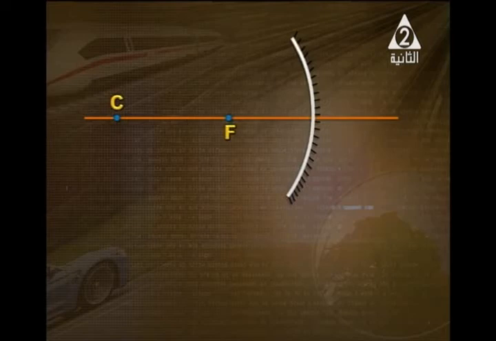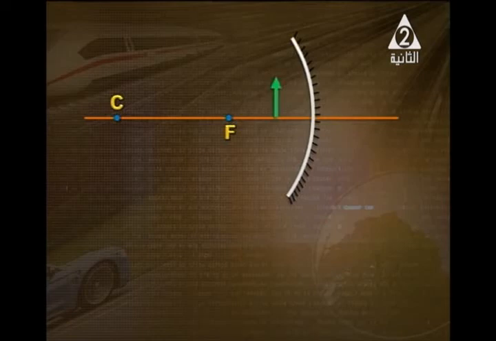Another case, this is the concave mirror. This is the principal axis which passes through the center of curvature and the focus of the mirror. Here the object lies at a distance smaller than the focal length, and it is very near to the concave mirror.